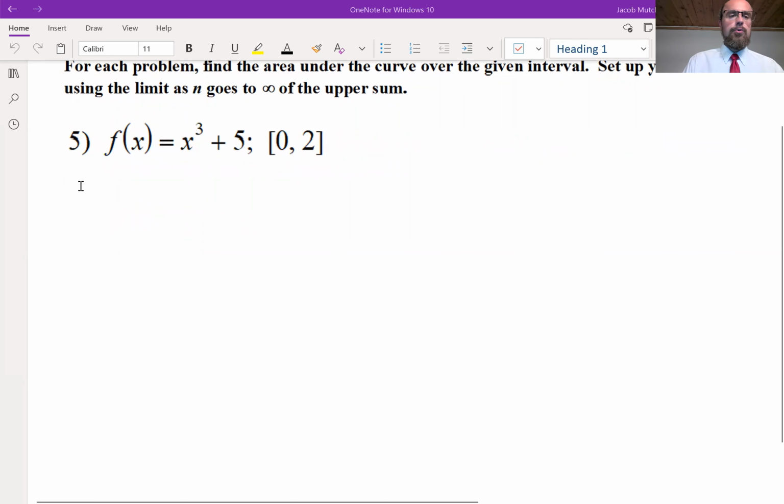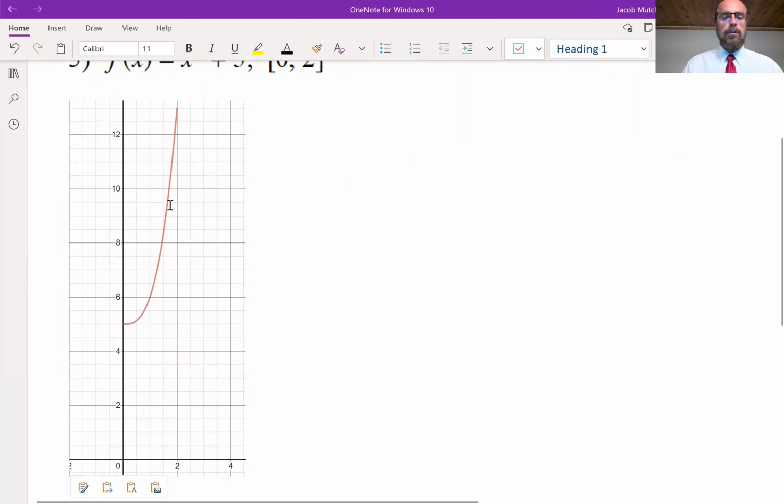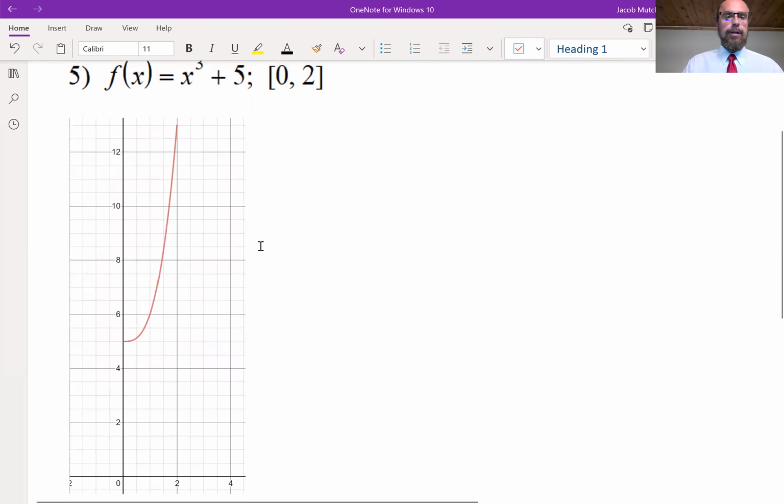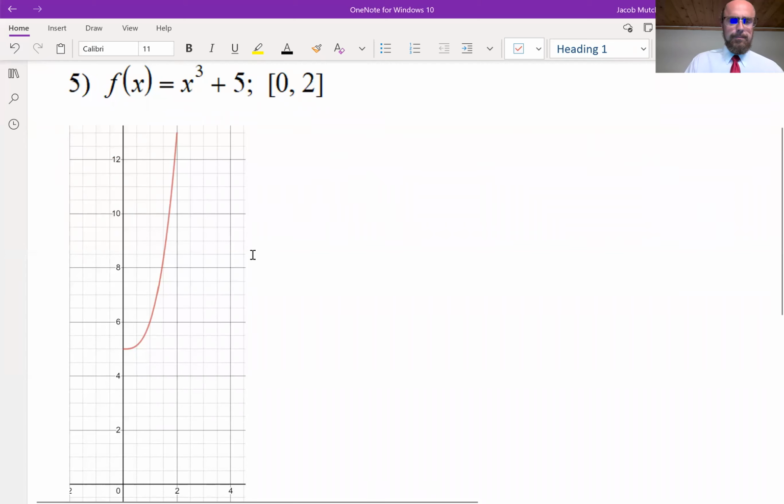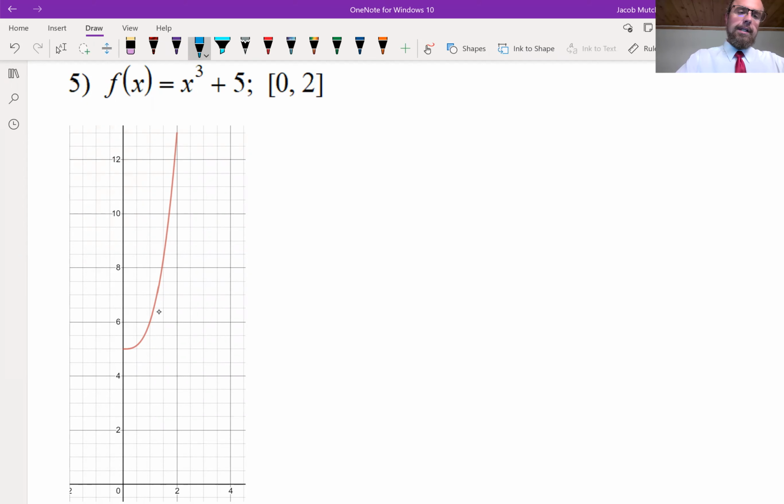Just to help us visualize what this slice of the function looks like, let's bring a graph here. I've graphed this using a graphing calculator, and notice that we have just part of that cubic function. What we're trying to accomplish is to calculate the area underneath this curve, so between the curve and the x-axis.